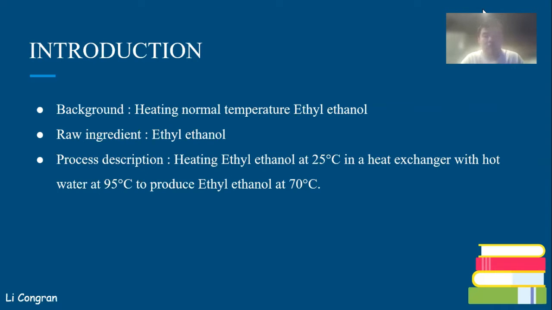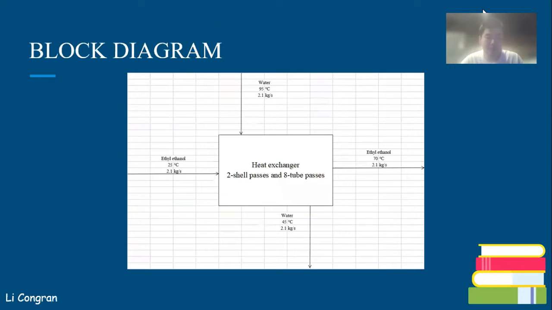So for the introduction, our design background is heating normal temperature ethanol, the raw ingredient is ethanol. We heat ethanol at 25 degrees Celsius in a heat exchanger with hot water at 95 degrees Celsius, heating the ethanol to 70. And here is our block diagram for the process details and the heat exchanger details we used.